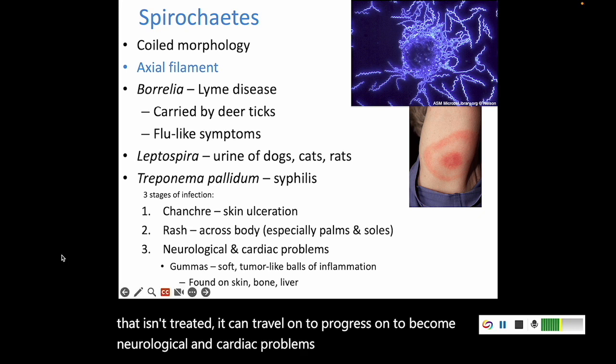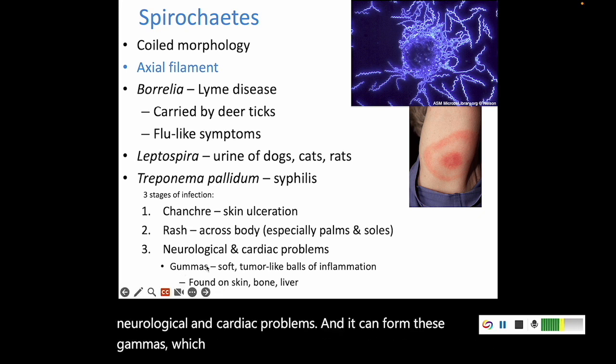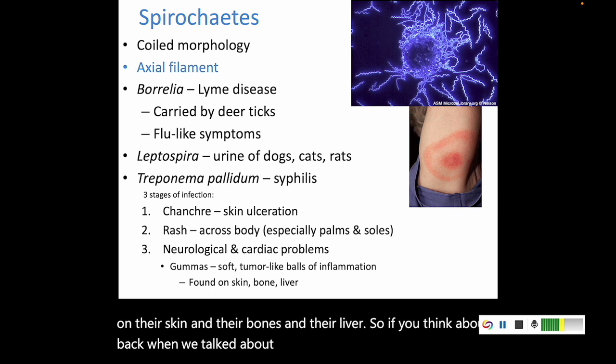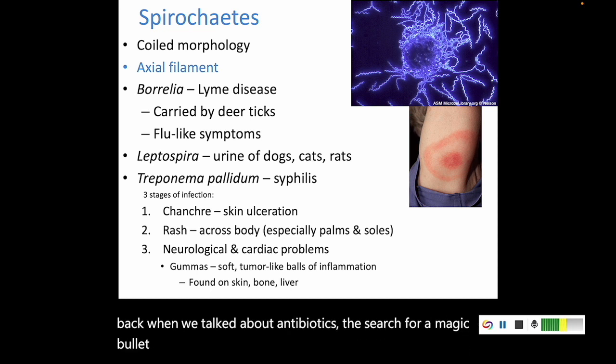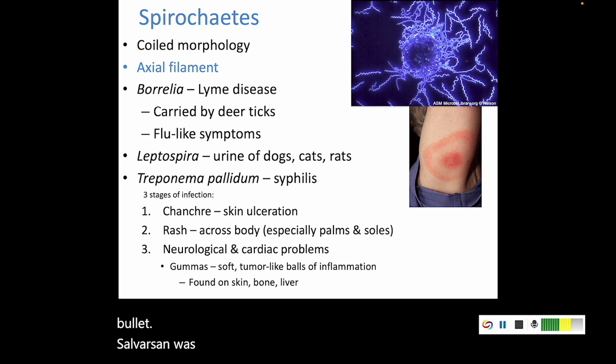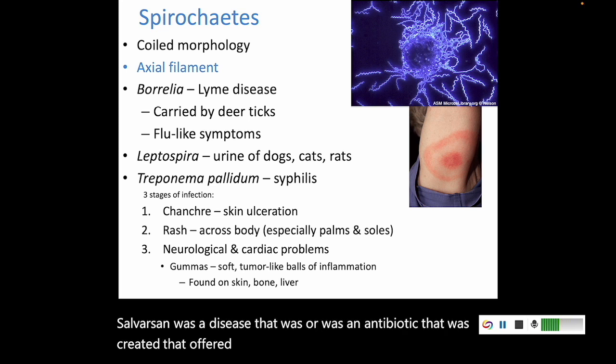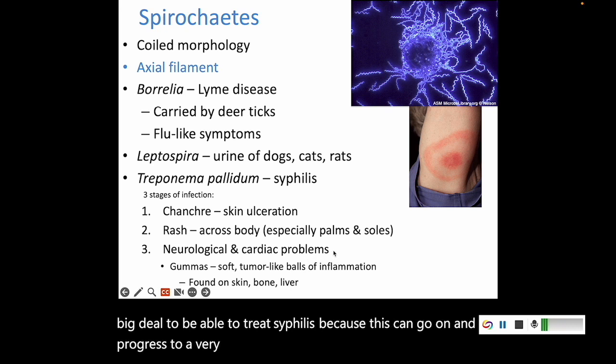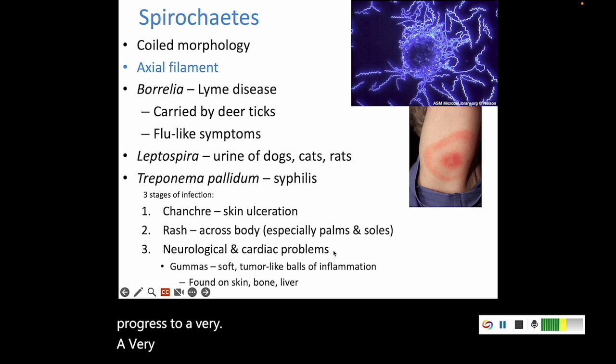It can form these gummas, which are little balls of inflammation that will be found on their skin and their bones and their liver. So if you think about back when we talked about antibiotics, the search for a magic bullet, salvarsan was an antibiotic that was created that offered salvation from syphilis. So that really was a big deal to be able to treat syphilis, because this can go on and progress to a very horrible disease.